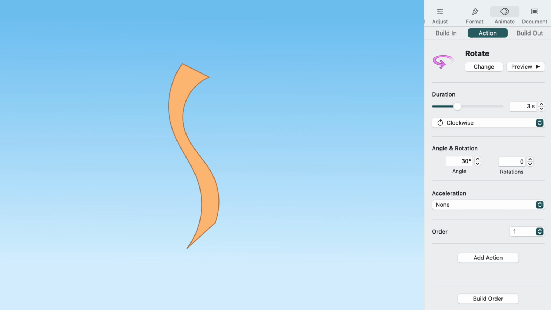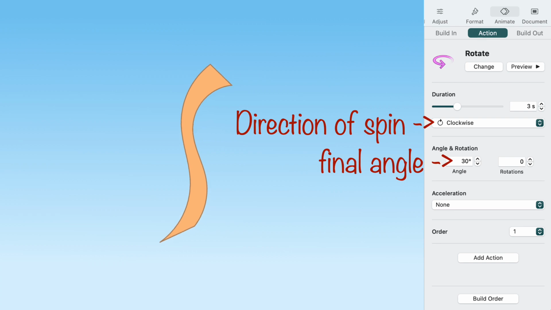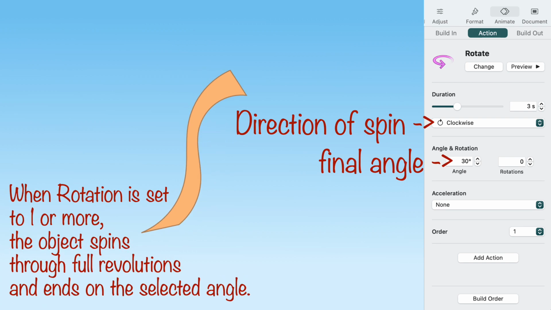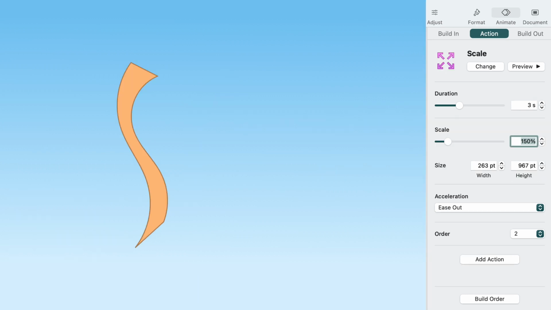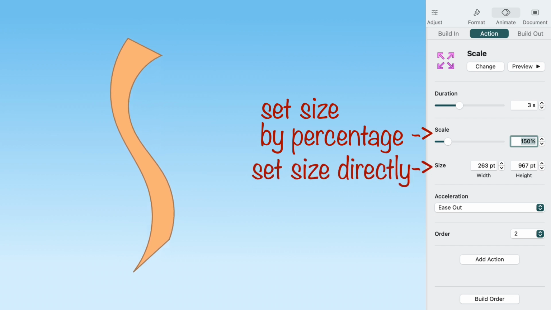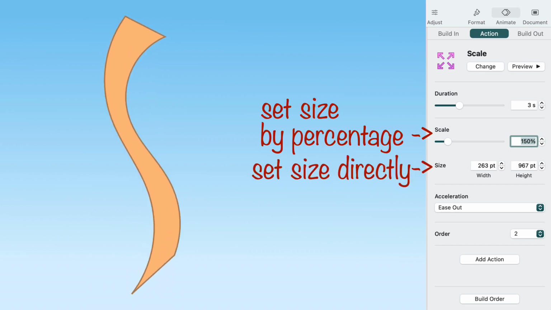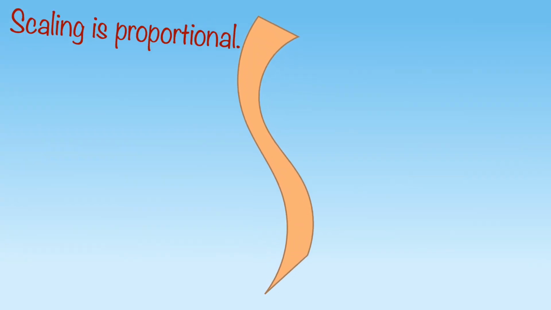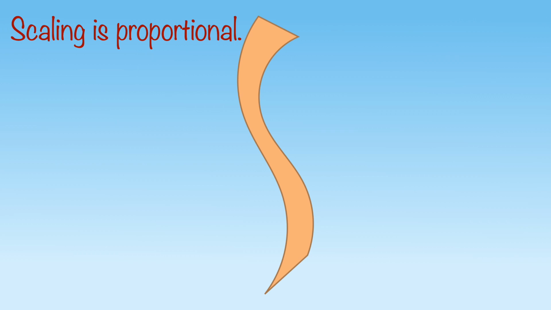There are 3 other settings for the rotate action: clockwise, counterclockwise, angle, and rotations. To get the object to rotate through an angle, say 30 degrees, set rotations to 0. Settings greater than 0 cause the object to spin through full revolutions. There are 2 other settings for the scaling action: scale and size. So you can animate a size change using a % in scale, or animate the change by setting the width or height. All scaling animation is proportional. That is, scaling is applied equally to the width and the height.